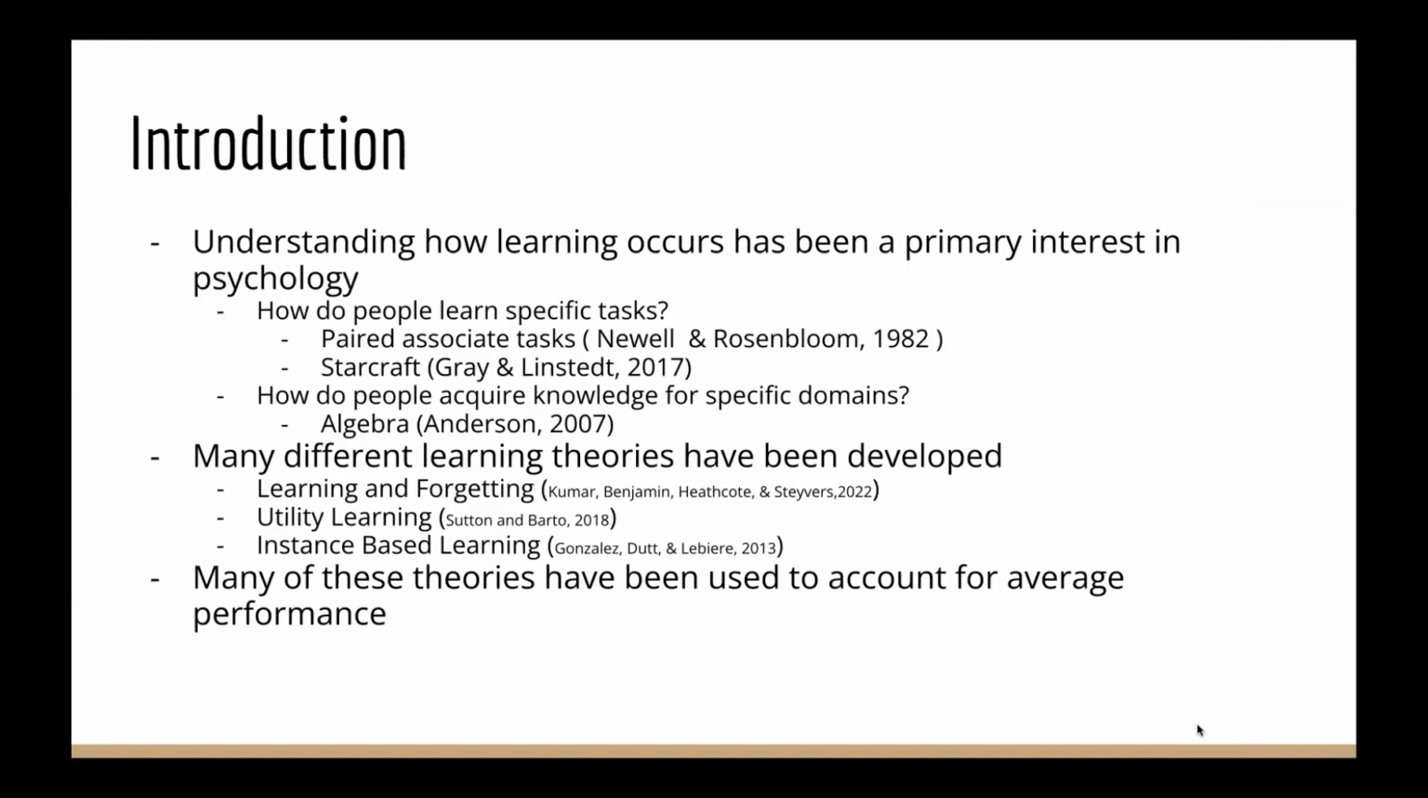Understanding how humans learn over time has been a primary interest in psychology. Research has attempted to understand how people learn specific tasks, from paired associates to StarCraft, all the way to understanding how individuals acquire entire domains of knowledge, such as algebra. From these findings, many different theories of learning have been developed, with most of them focusing on accounting for average human performance.